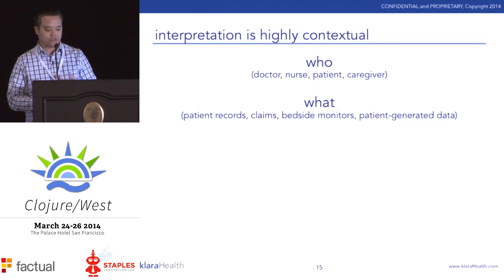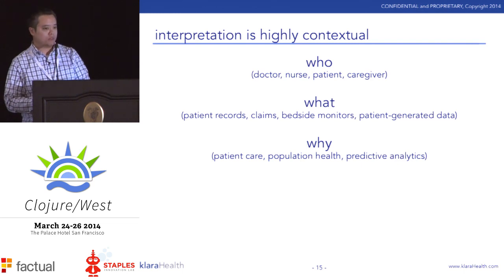And then now there's a whole lot more patient-generated data between wearables and Fitbits and just people tracking a lot of stuff on their own. And how do you interpret that? And then why are you looking at that data? The most obvious one is patient care, right? Doctors, nurses, pharmacists, and whatnot are always looking at this data to treat patients better.